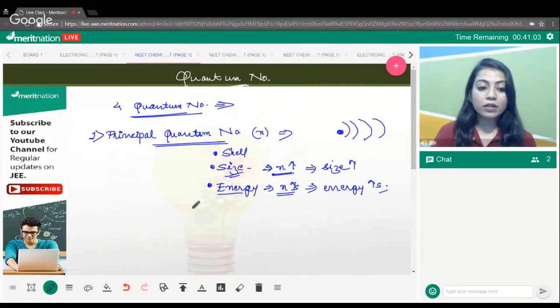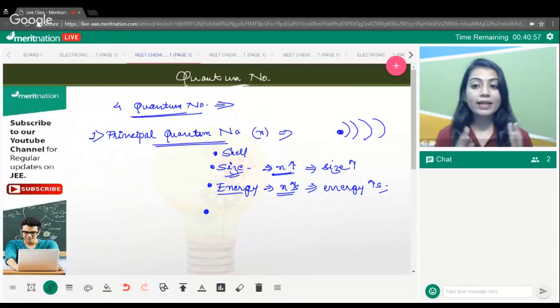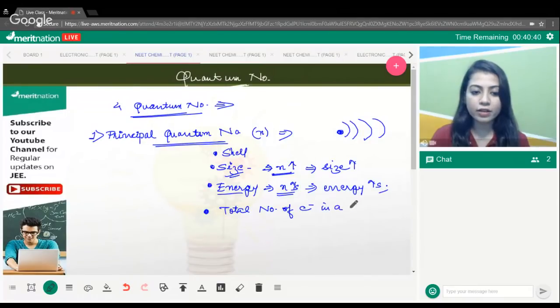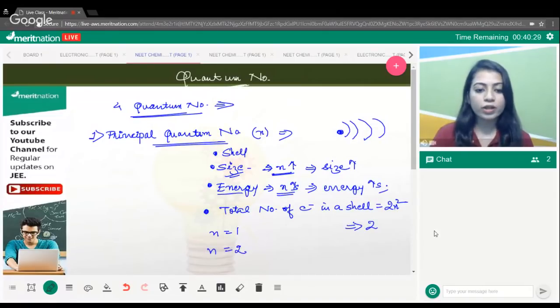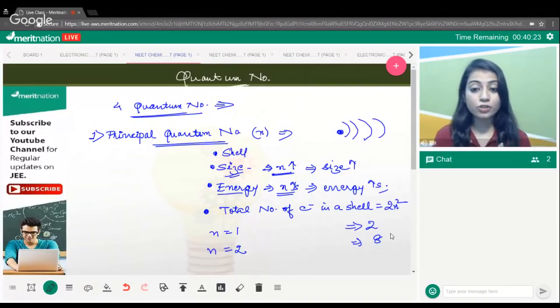Then the fourth point is that the principal quantum number also tells us how many electrons can be accommodated in a particular shell. The total number of electrons that can be accommodated in a shell is equal to 2n square, where n stands for the principal quantum number. For example, if n is 1, then the total number of electrons will be 2. If n is equal to 2, the total number of electrons will be 8. Right? So this is all about the principal quantum number that we need in solving the questions.